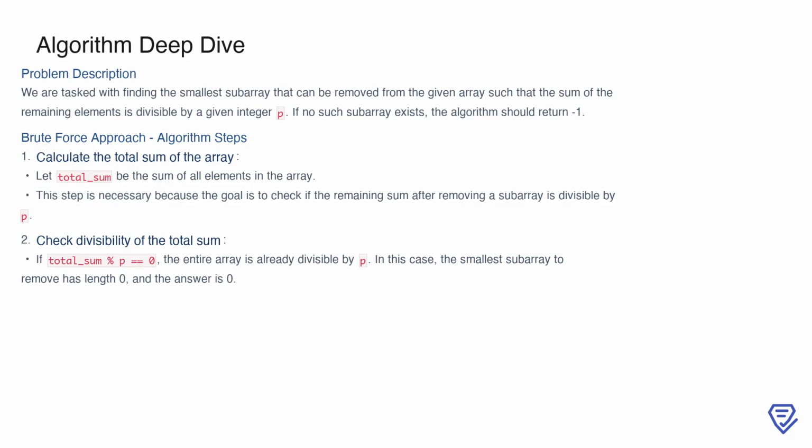Once we have the total sum, the next step is to determine if the array as a whole is already divisible by p. This is done by checking if total_sum % p equals 0. If it does, then the entire array satisfies the condition, and we don't need to remove any elements. In this case, the smallest subarray to remove has a length of 0, and the answer would simply be 0. However, if the total sum is not divisible, we need to explore further to identify the subarray that could make the remaining elements divisible by p.